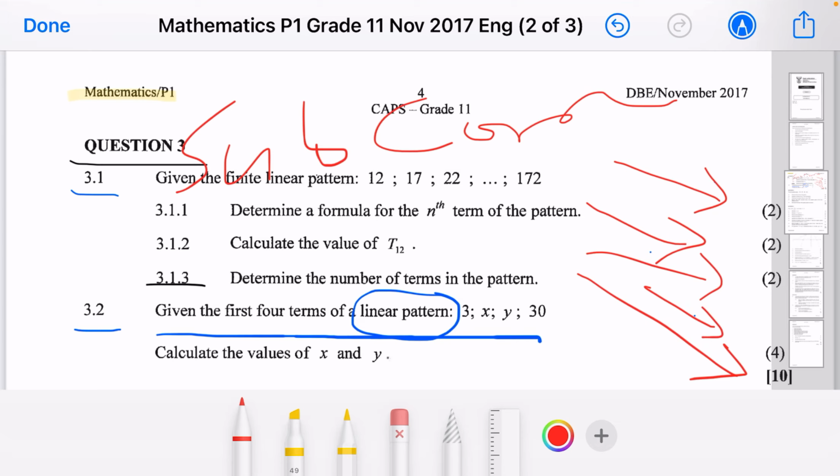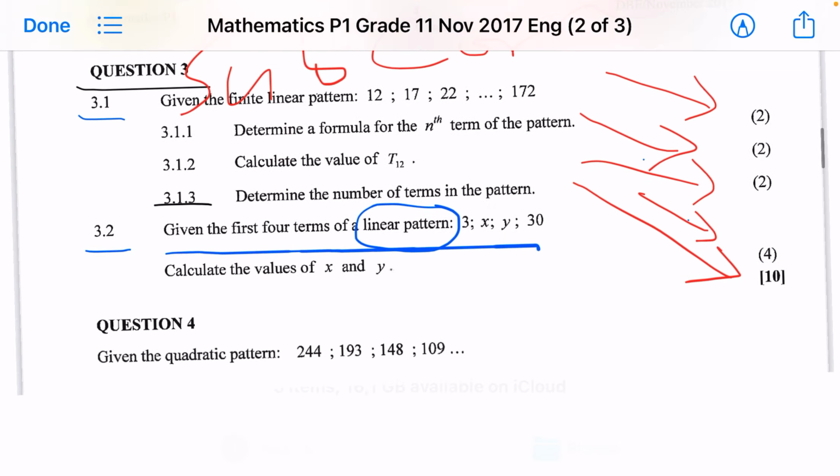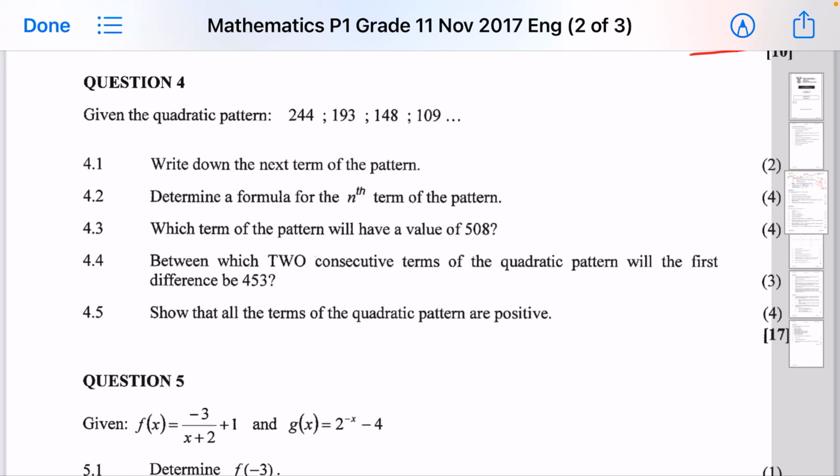Okay, so guys, this brings us to the end of our lesson for today. I hope you enjoyed this lesson as much as I did. So ladies and gentlemen, on our next lesson we might actually look at that next question. Okay, question number 4, where it says given the quadratic pattern. So this is what we'll be doing on our next lesson.